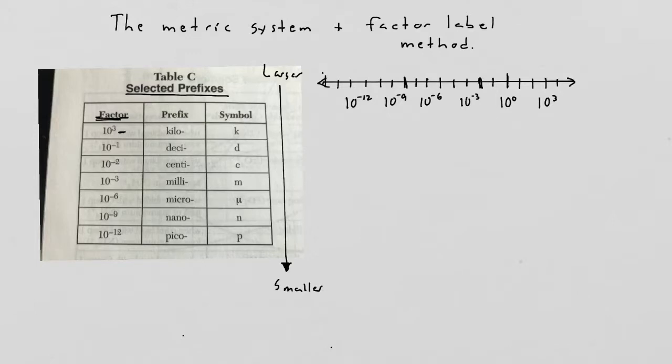Well, before we do that, let's get one thing out of the way. If there is no prefix, then the factor is going to be 10 to the 0. So a meter is 10 to the 0. Now, what does that actually mean?